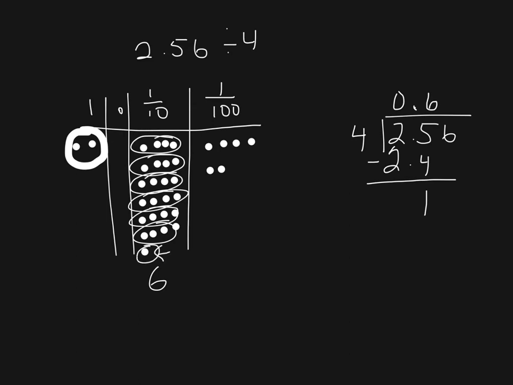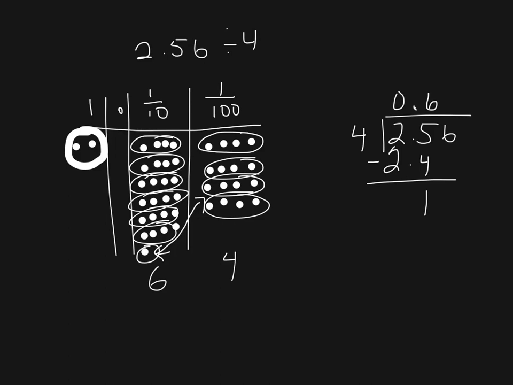Now I'm going to take this 1 tenth, I'll move it over to the hundredths place. And that means I'm going to add 1, 2, 3, 4, 5, 6, 7, 8, 9, 10 on for a total of 16 in the hundredths place because there were already 6 there and I added 10 more. And I get 1, 2, 3, 4 groups of 4 out of it. Then I have nothing left over.